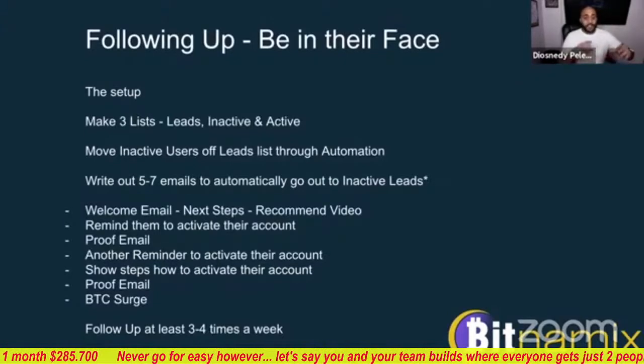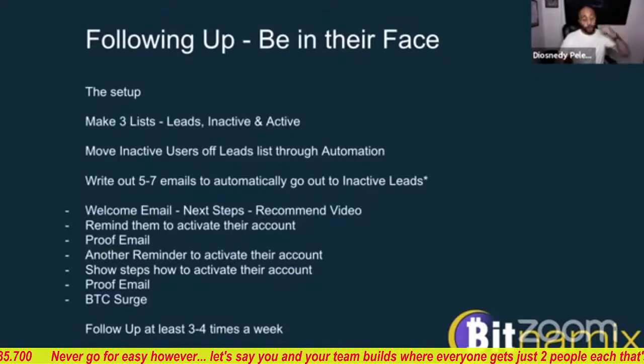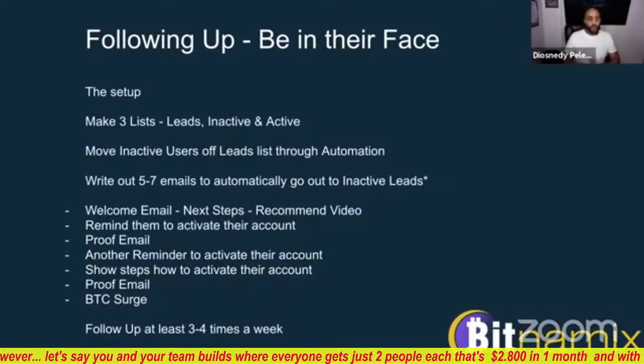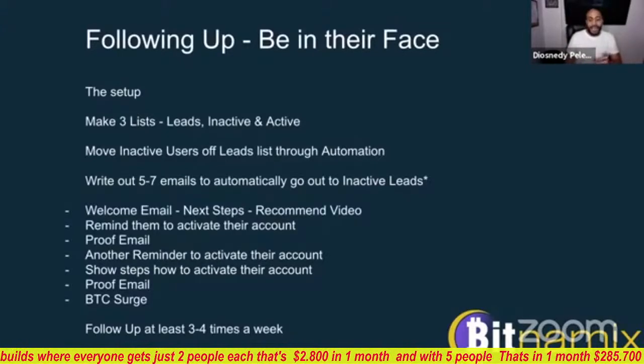This entire setup where you don't have to do anything other than just give Aweber or your autoresponder the list of your inactive members in order to remove them off your leads list and into your inactive list. And I'll show you how you do that pretty quickly after we get done with the slides. The next thing is you want to have at least 5 to 7 emails that are already pre-written to go out to your inactive lists.